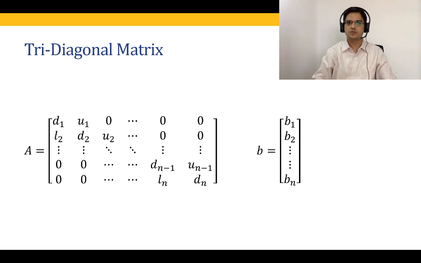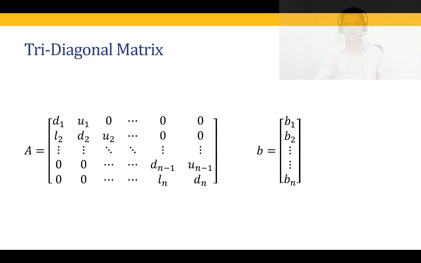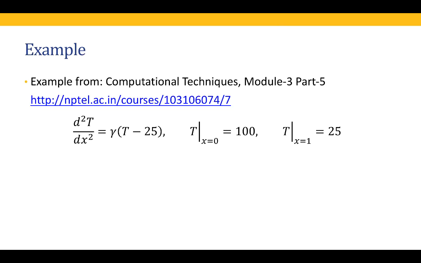A lot of engineering problems end up reducing to a tridiagonal matrix structure, or sometimes what we have is what is known as banded diagonal structure. Tridiagonal is a specific example of banded diagonal structure with the bandwidth equal to 3. So let us look at one particular example where we get a tridiagonal structure. This example is from the Computational Techniques course, Module 3, Part 5, and the link for which is given over here.